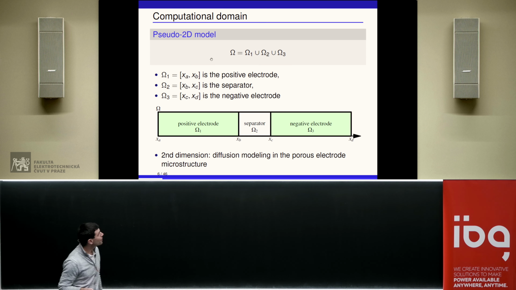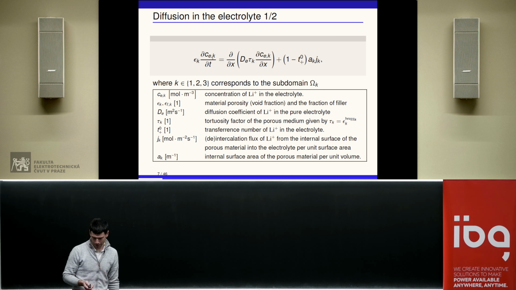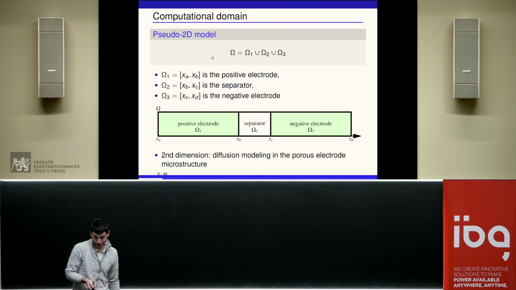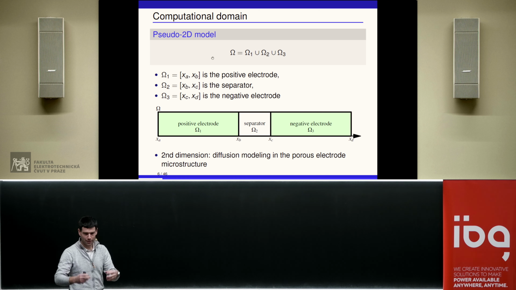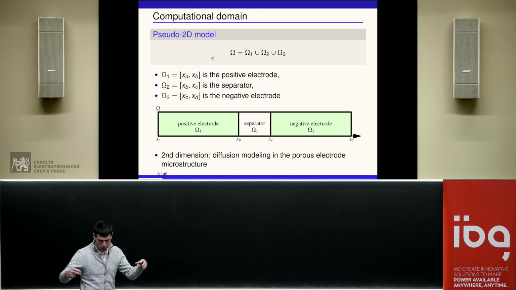So the model is 1D, which means we are modeling the diffusion only across the layer, which means that we basically have a 1D interval, which is described by some part of the positive electrode, the separator, and the negative electrode. The second dimension is represented by the radial direction where the lithium ions enter and diffuse gradually into the center of the microscopic particles.